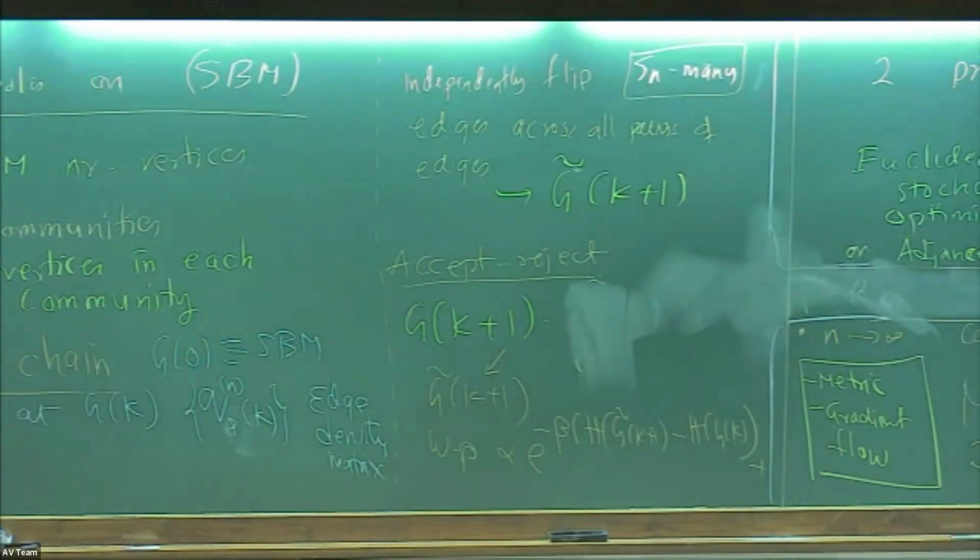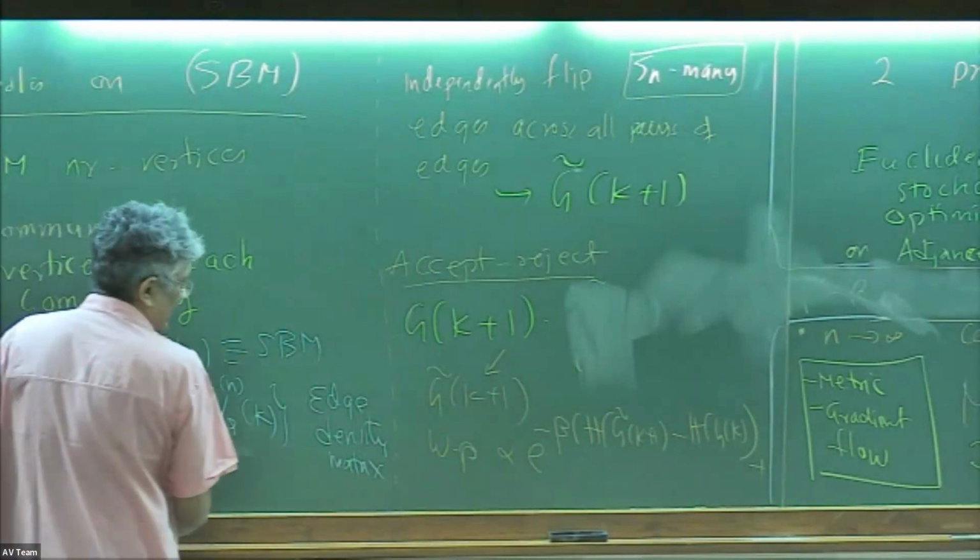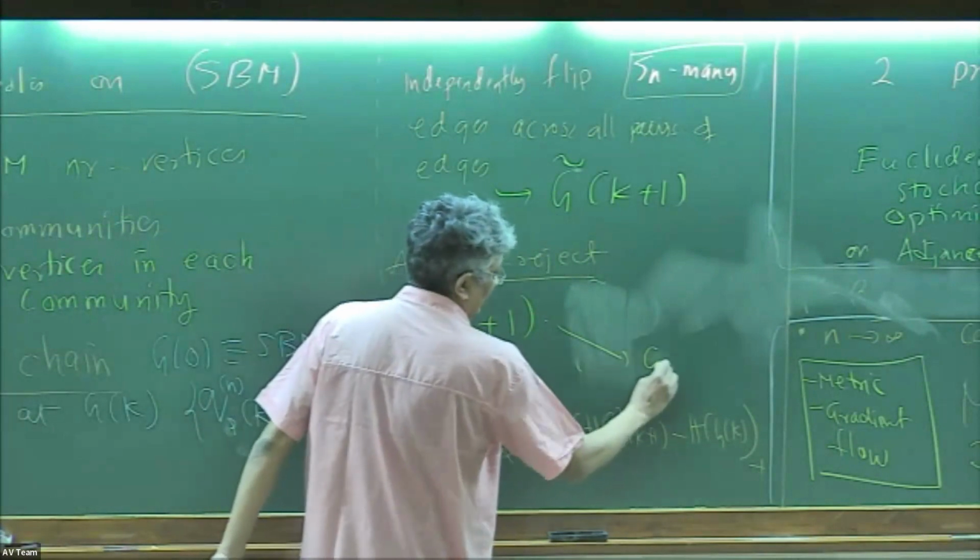All of them or none of them? Yeah, exactly. All the flips or none of them. Exactly. Very good. That's right. In this point. And otherwise, exactly like Frank says, otherwise g k.